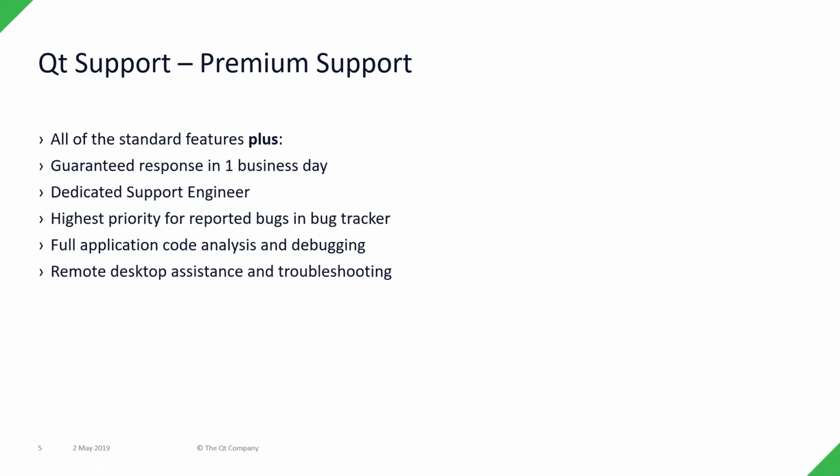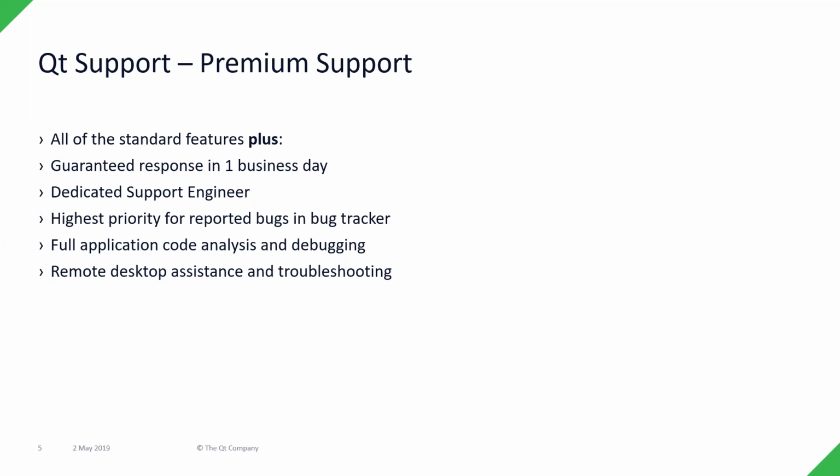As with any bugs being reported, they get a higher priority still, higher than the ones that are reported for standard support. And also that means that they're also higher than any of the other bugs in the bug tracker. So this makes it clear to customers that these are ones from our premium support customers, and giving them even more increased visibility. We also offer the full application code analysis and debugging.